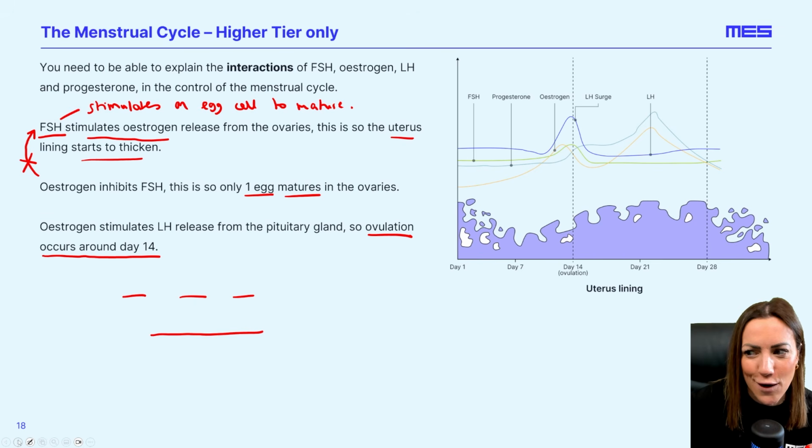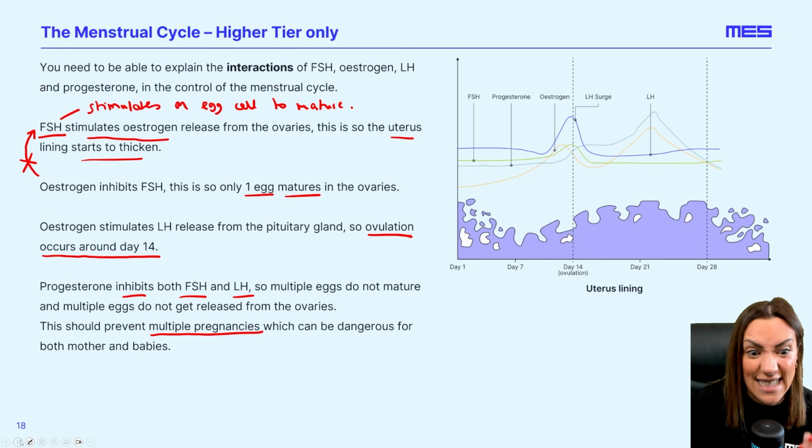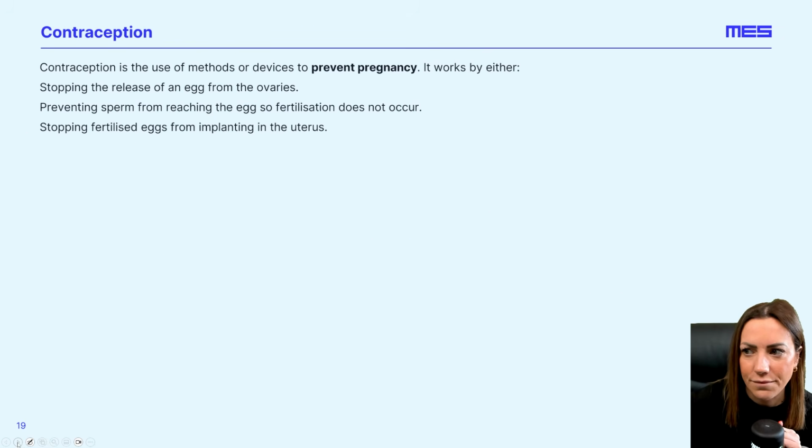Okay, so I think we've covered everything. Again, this could be like a 6 marker where you name the hormones, where they're released from, what they do, and if you're higher tier, you would even have to include how they interact with each other. Let's now move on to contraception.